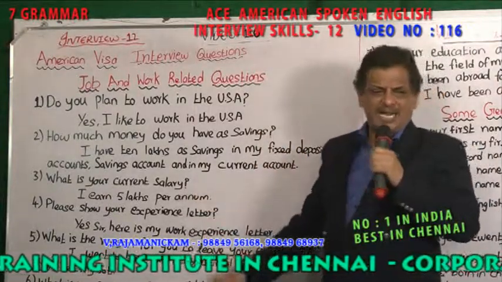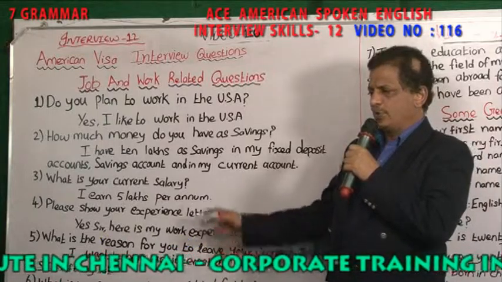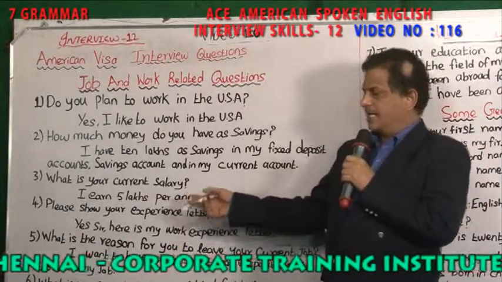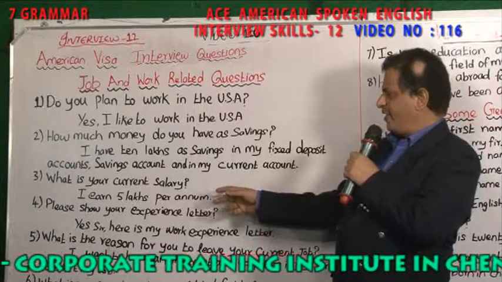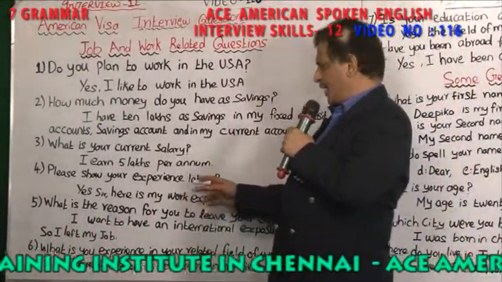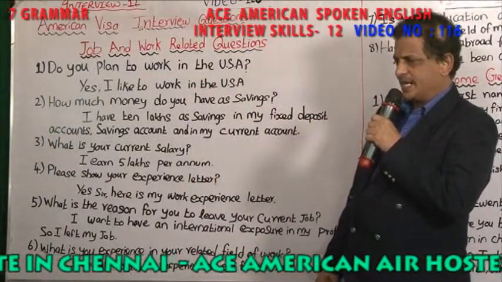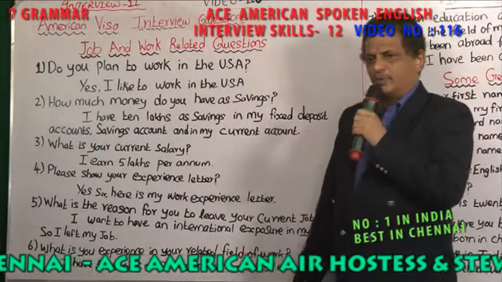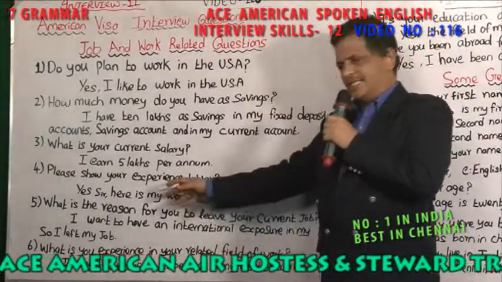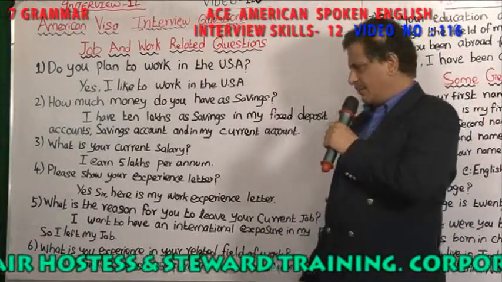What is your current salary if you are an employed person? Before issuing a visa, they may ask you, what's your current salary? You can say, according to your income, I earn 5 lakhs per annum. This is the model answer. And please show your experience letter. Suppose you want to go abroad and work, they ask you to show your experience letter from whichever company you have worked in. Yes, sir, here's my work experience letter. You can just show him the letter.